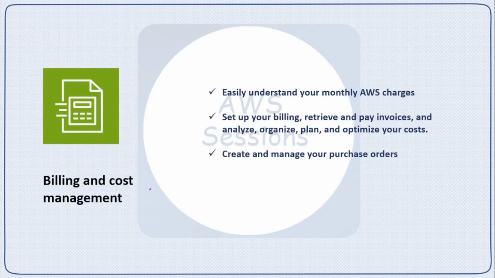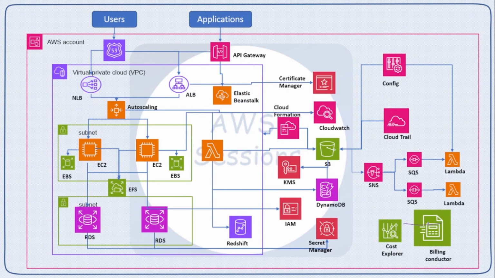Next is billing and cost management. Now we have created all the resources in AWS. What about cost? If we have to see what resources are incurring how much cost, that is billing and cost management. It allows you to easily understand monthly AWS charges. So you can set your billing, pay invoices, all these things you can do here. You can manage your purchase orders from here, and you can see which are the costly resources, if there are any, and you can plan better. Again, this is a service that applies to all. So we have just placed it here.